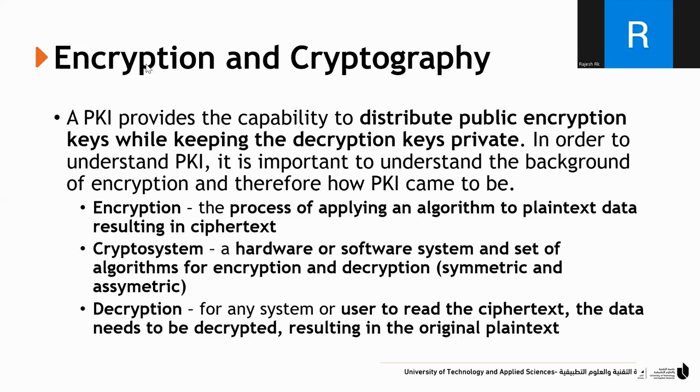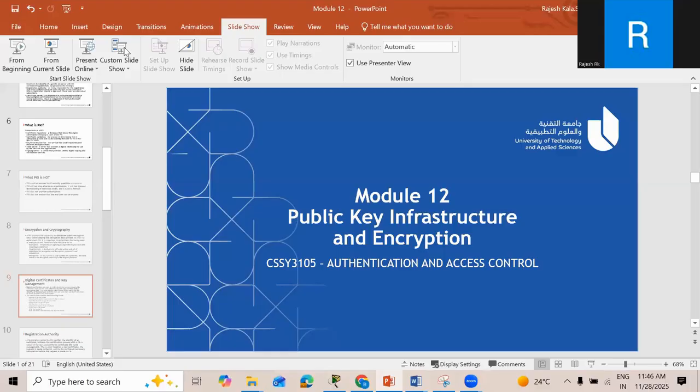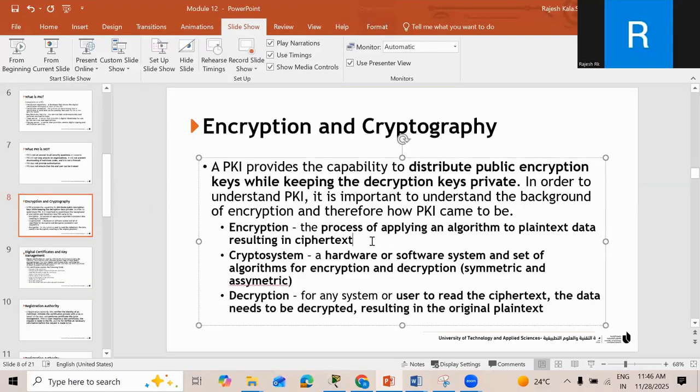Key things about PKI: what is encryption, what is decryption, what is cryptography and crypto system. Encryption means the process of applying an algorithm to plain text resulting in ciphertext. I'll show you an example. I have data, "attack". I want to send the message attack to my receiver, like soldiers. I cannot send the data as it is, so I want to convert it into secret text or ciphertext.